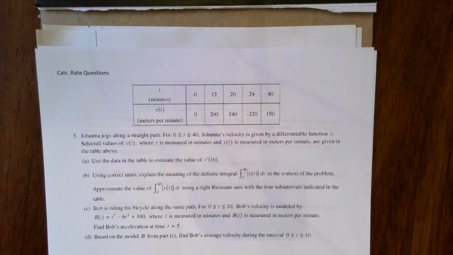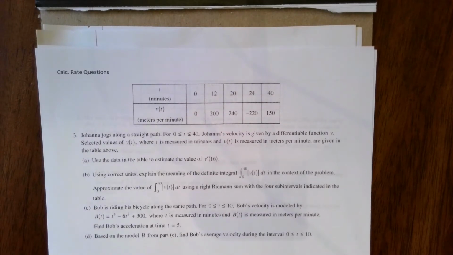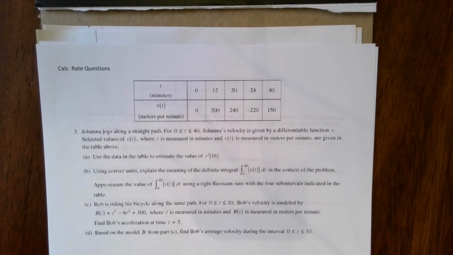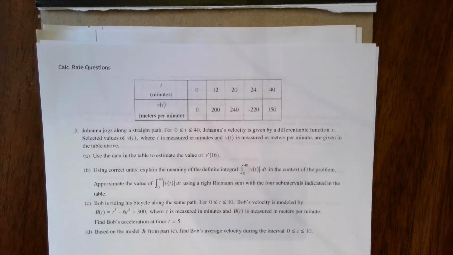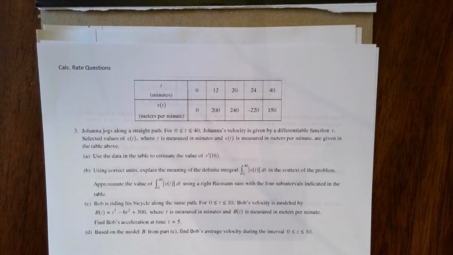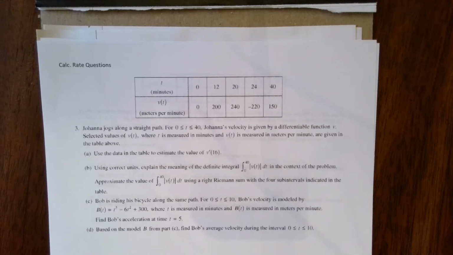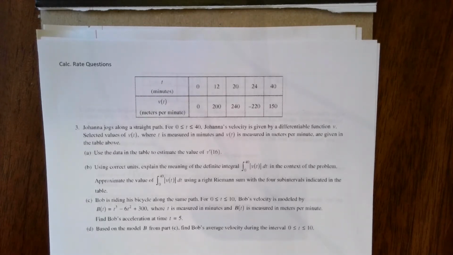Part B says, using correct units, explain the meaning of the definite integral from 0 to 40 of the absolute value of v of t. Now remember, when we were talking about displacement versus total distance. Displacement, well, when we started at Amani, and we walked all the way to Thomas, and then we turned around and we came all the way back to Amani, and we didn't go anywhere. Our displacement was 0, but our total distance was a lot.